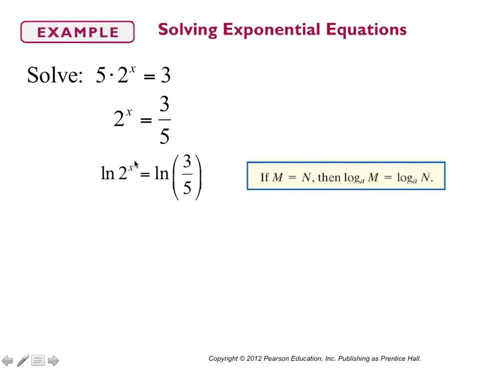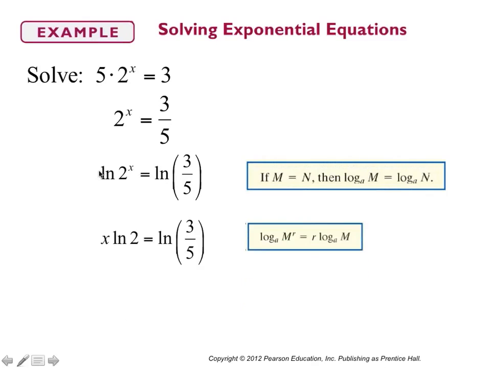So we take ln of both sides, so we have ln of 2 to the x power equals ln of 3/5. And then we take our x and we stick it out front. So we have x times ln of 2 equals ln of 3/5. And then we divide both sides by ln of 2 so that x will be alone. So our exact solution would be ln of 3/5 over ln of 2. But our approximate solution, if we plug this into our calculator, would be -0.737.